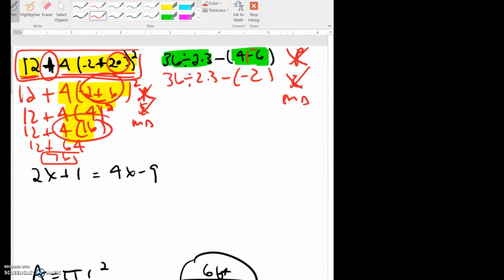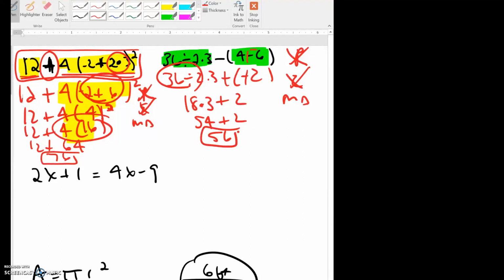Oh, I found an error on the answer key, so I'll have to email you that out. Okay. All right, well, 36 divided by 2 is 18 times 3. Now, here I have a double negative, so that's going to make a positive, and that's where I wrote it wrong on the answer key. So 54 plus 2 should be 56 on that second problem.